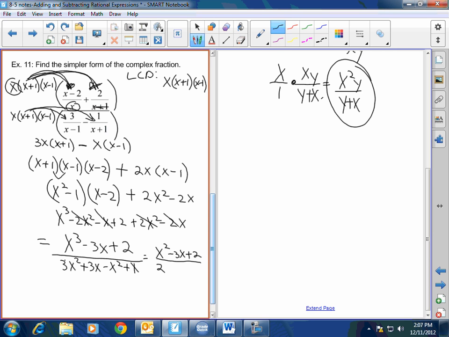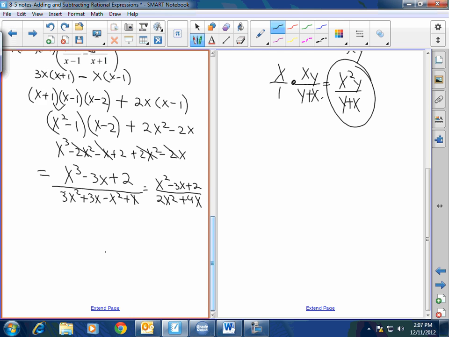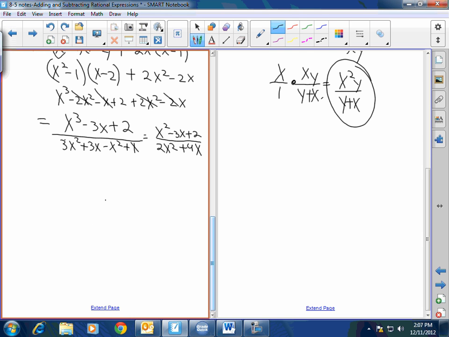2x squared plus 4x. Are we done? Absolutely not. We have to reduce. So this x squared minus 3x plus 1, doesn't that turn into x cubed? Thank you. So I cannot do anything with that. Okay. We're good then.